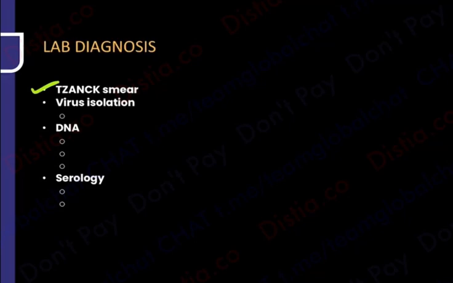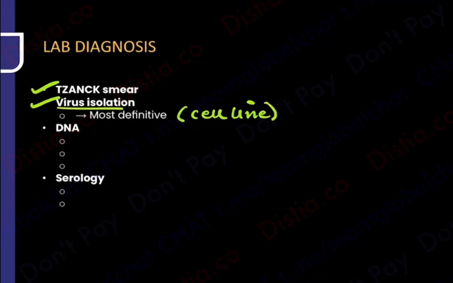The best is isolation. Like in bacteria, I used to say culture media, the best being blood agar, chocolate agar, all those. Here you can't use culture media. Here what do you use? You use some kind of cell line. So you're going to isolate it and grow it in some kind of a cell line. That is one definitive way.